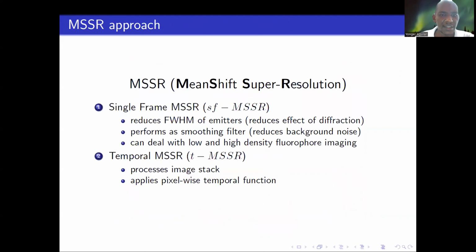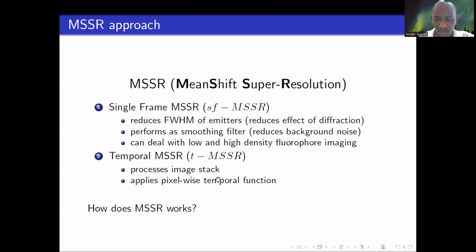So MEASURE is an algorithm for matching super resolution. It has two major stages. Single-frame MEASURE reduces the full width at half maximum of emitters, which is equivalent to reducing the effect of diffraction, and performs as a MUSICAL-like filter, reducing the background noise. It can also deal with low and high density fluorophore imaging. Temporal MEASURE processes an image stack by application of pixel-wise temporal functions.